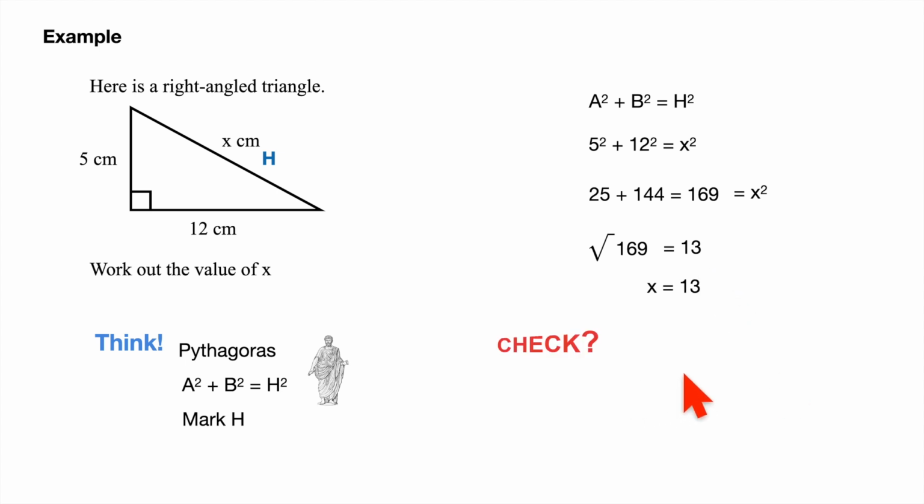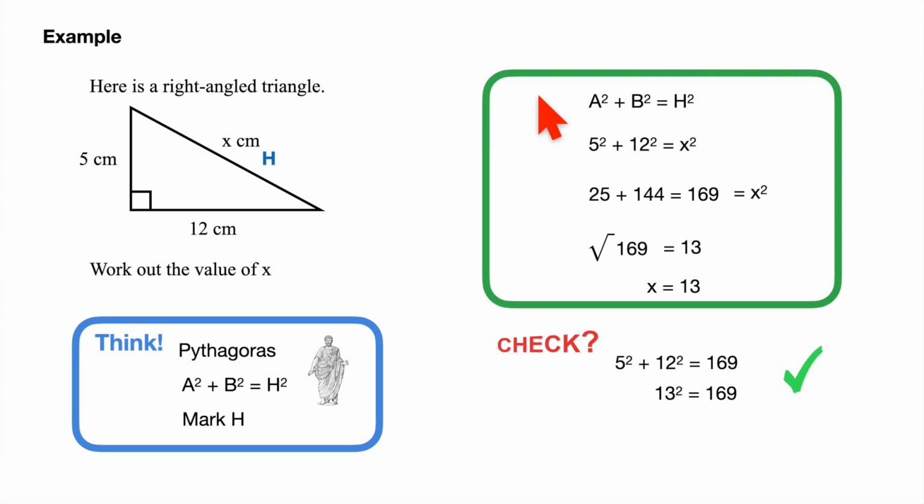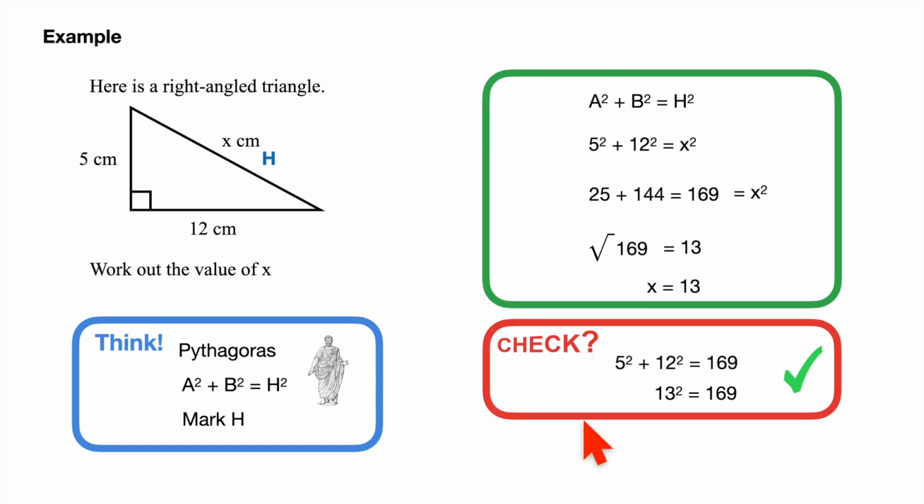5 squared plus 12 squared equals 169. We sort of knew that. And 13 squared equals 169. So we can give ourselves a dollop of dopamine. Very happy with that. Move on to the next question. What did we do? Seeing the question, we had a little think. It's only about lengths. So it's definitely Pythagoras. There's the Pythagoras theorem, and then we mark h on the chart. And then we do it. Very simple, bit of substitution, work out that x is 13, and of course finally check it.